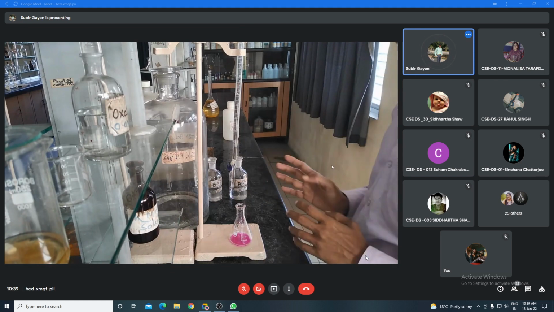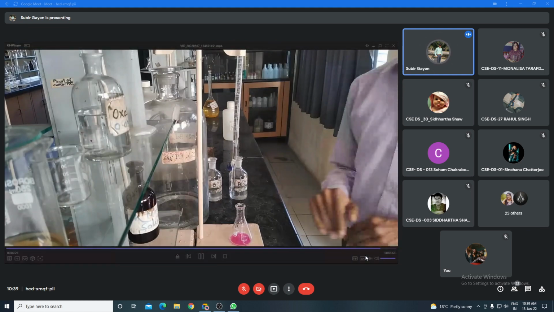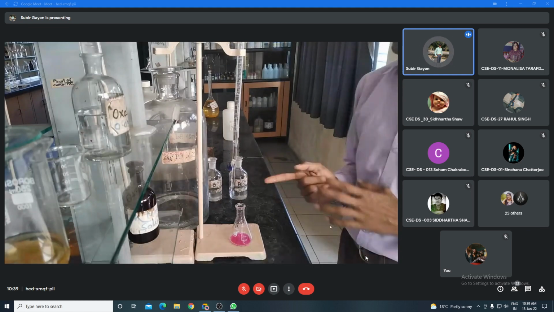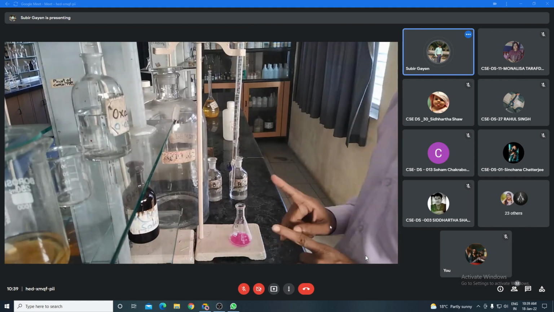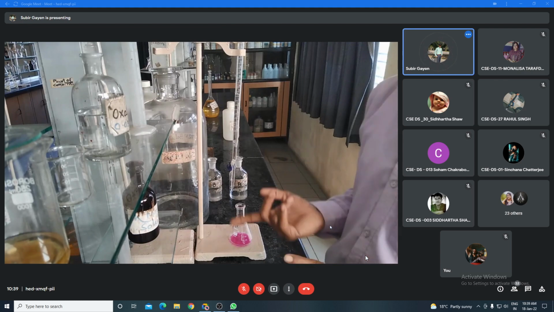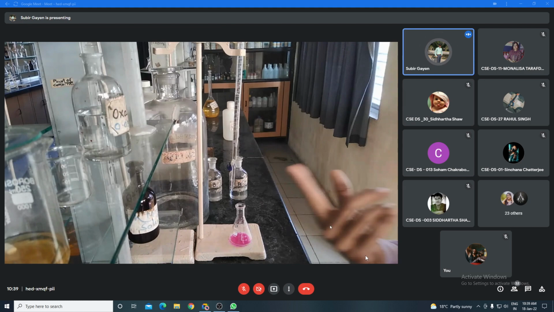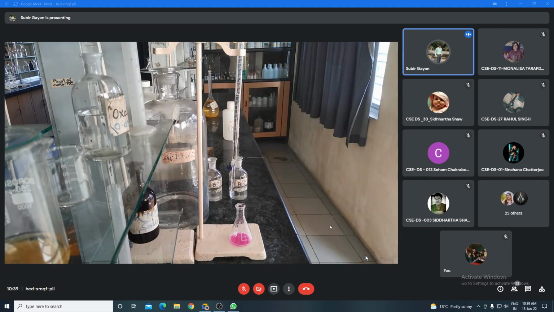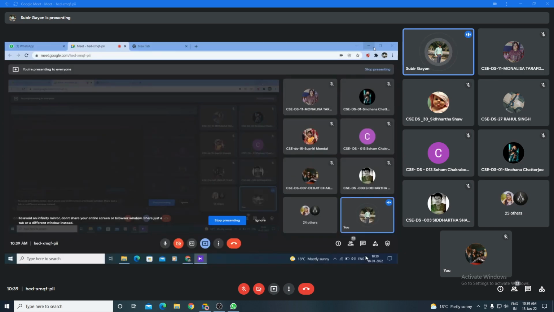In this way, you will have to take all the readings of the titration, and after that, I will show you the calculation, how to calculate from these readings. Okay. Now I am going to the calculation part. This is all about your titration method. Up to this, any query? Anybody have?